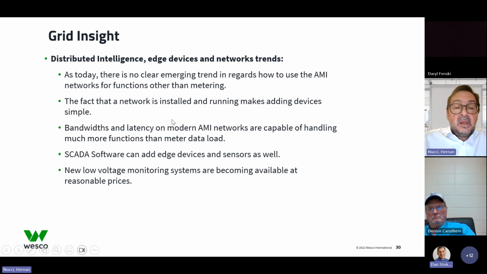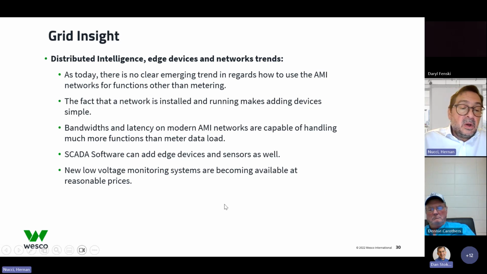In the past, latency and bandwidth were a problem. Today, it's not a problem. The most modern networks are super fast, and they can handle the load of these devices. They can operate those within milliseconds and seconds. It's really fast. Of course, SCADA software can add edge devices and sensors as well. It's another way to get grid insight.